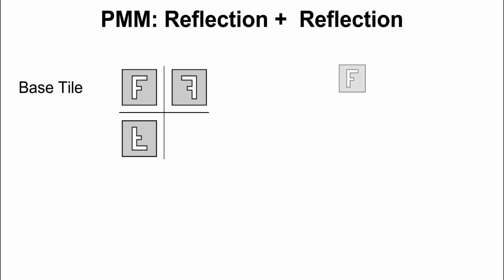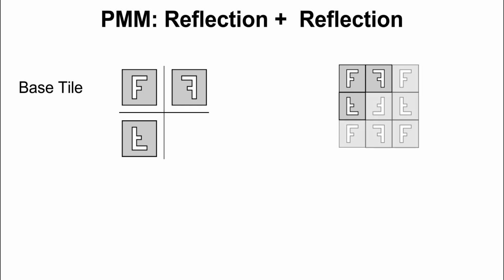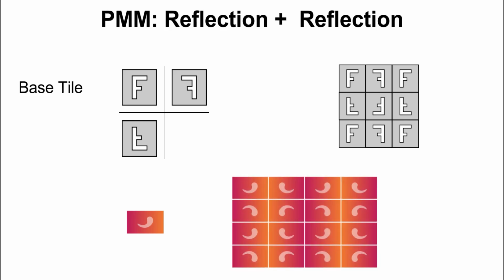PMM symmetry includes translation and two perpendicular reflections. The base tile is mirrored both horizontally and vertically. Starting with this base tile, it is mirrored horizontally and then vertically to create the next tiles. The pattern continues in this way. If we start with this base tile and select PMM from the drop-down, the 4x4 result will be like this.